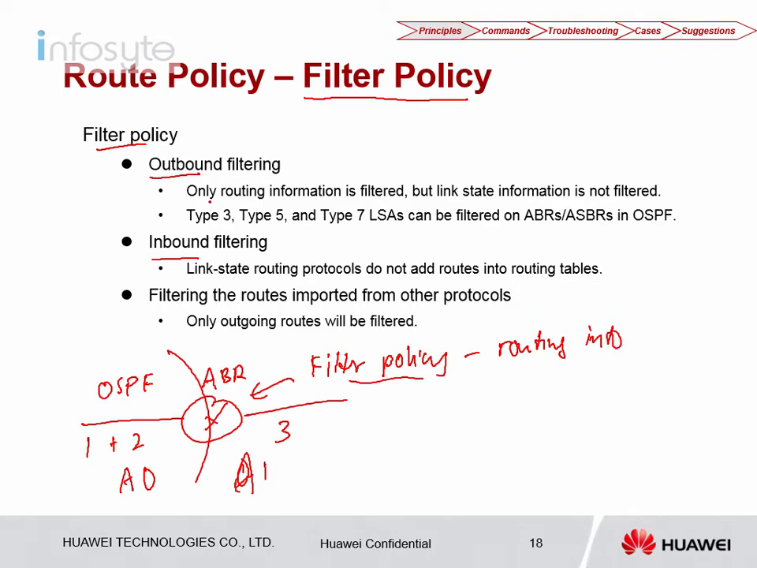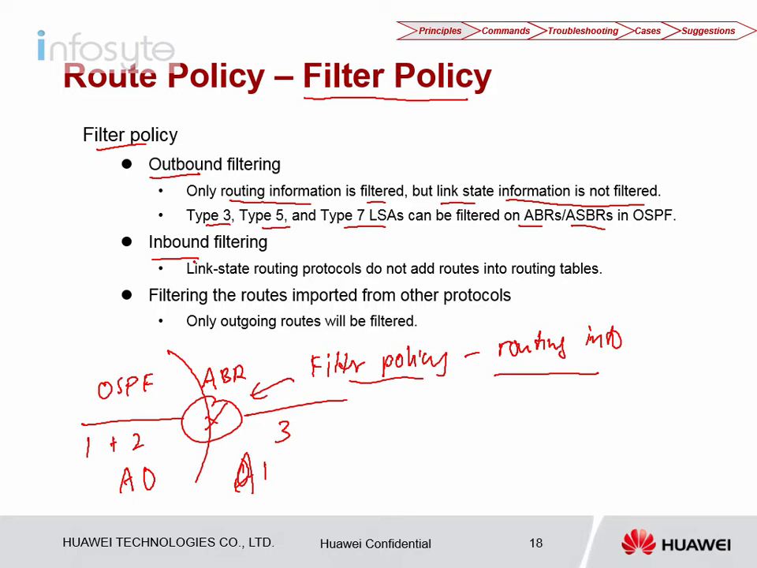Okay, so here routing information is filtered. But remember, when you configure filter policy in OSPF or even ISIS, which are link state protocols, the link state information is not filtered. Remember, only routing information is filtered. And when we configure our filter policy in OSPF, we configure it on the ABR, where we are going to filter type 3, and on the ASBR, where we want to filter type 5 and type 7.